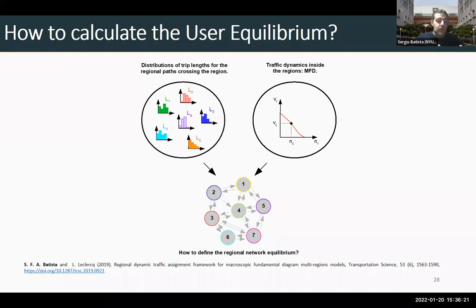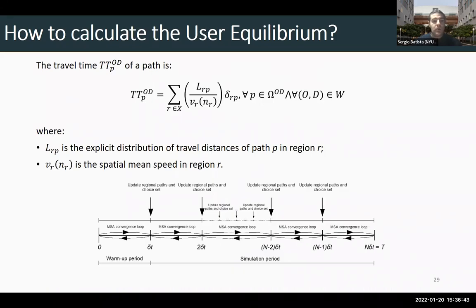So we have distributions of travel distances. On the other hand, we also have the traffic dynamics that are given by the speed MFD, and how we are going to calculate the user equilibrium on regional networks.